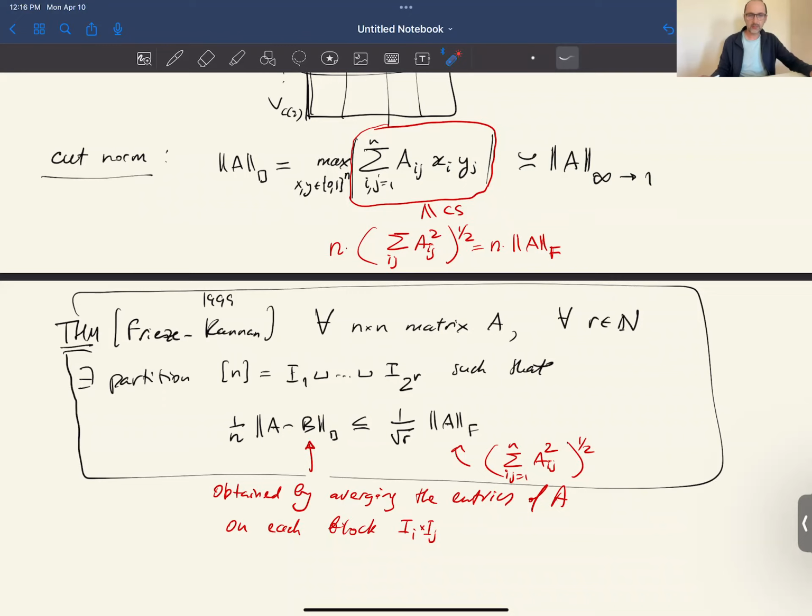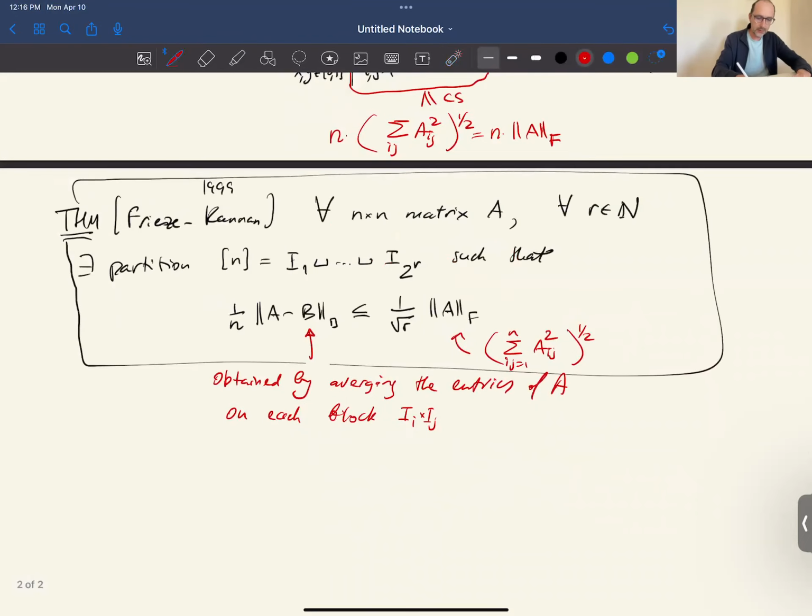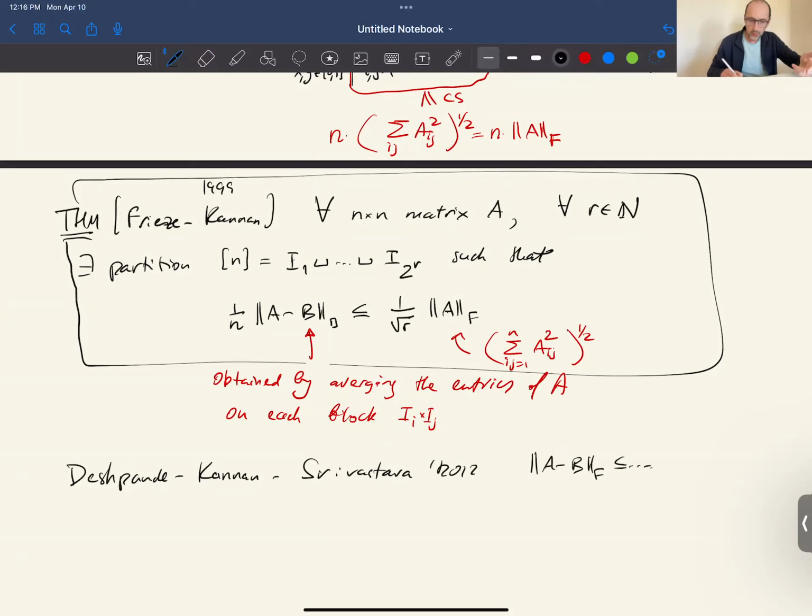It is not true that it holds for Frobenius norm or operator norm without any assumptions. There are some results about that. Deshpande, Gannon, and Srivastava in 2012 proved a result for Frobenius norm or Hilbert-Schmidt norm for low rank matrices. If the upper bound of the rank is something like log n, then it's possible to do something.